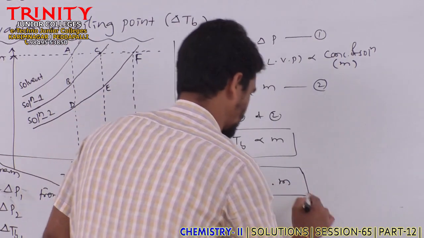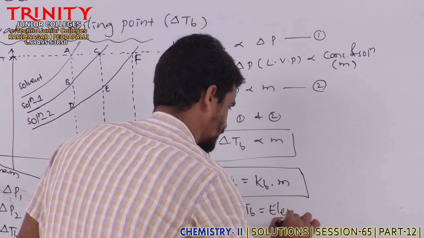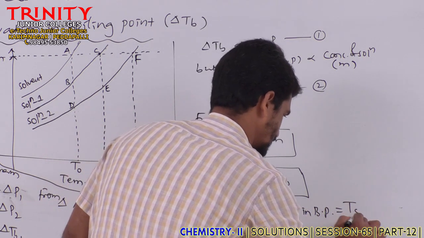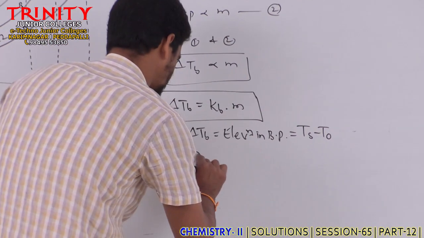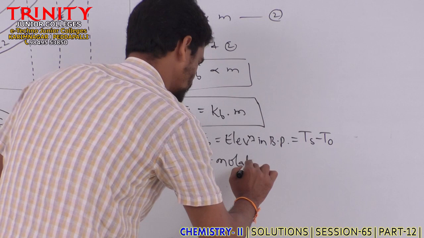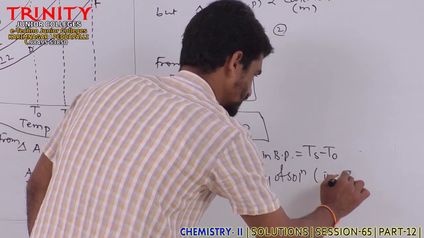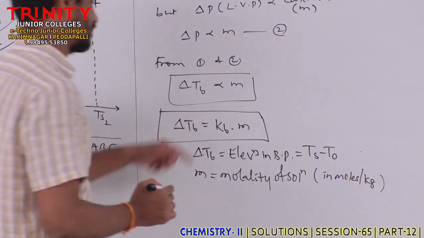So what is M here? Delta TB is the elevation in boiling point, that is nothing but Ts minus T naught. And M is the molality of solution, in moles per kg. Clear? And next, what is Kb?